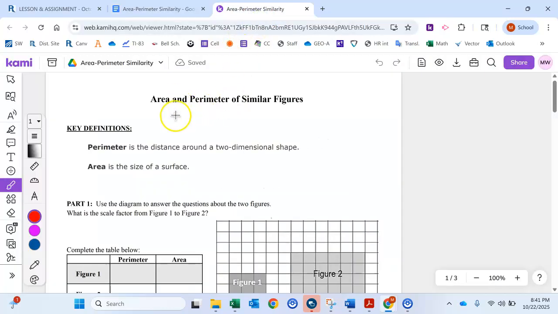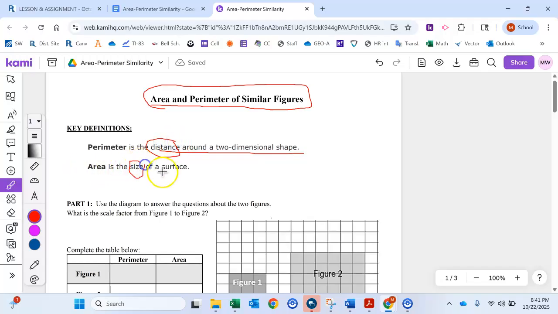So the first thing I want you to do is just look. This is what we're learning about today: area and perimeter of similar figures. And there are some key definitions, so I want you to read these. Perimeter is the distance around a two-dimensional shape. Whereas the area is the size of a surface, a two-dimensional surface.